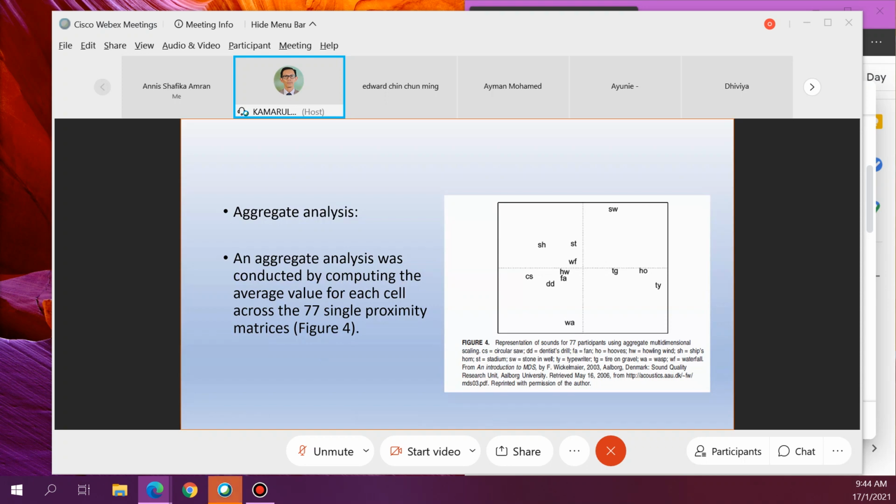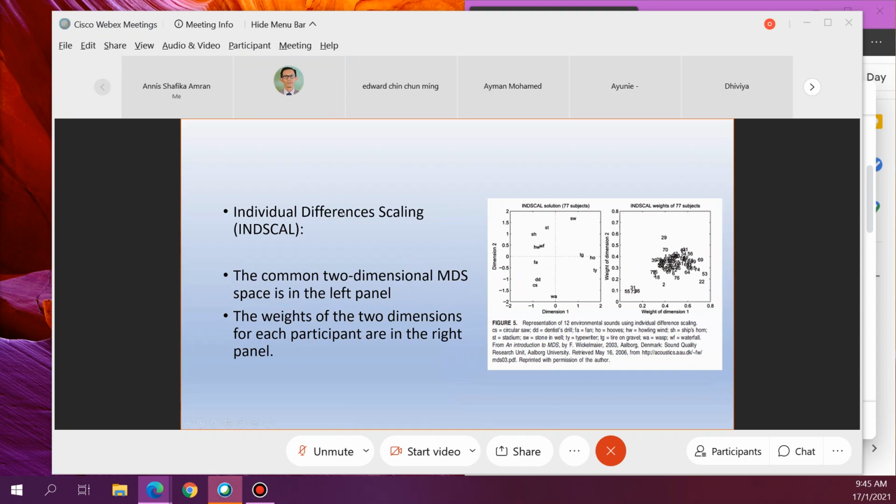But if you ask me what's the use of this sound study, I can't comment. I'm not an environmentalist, so you have to. But this is how you do multidimensional scaling.